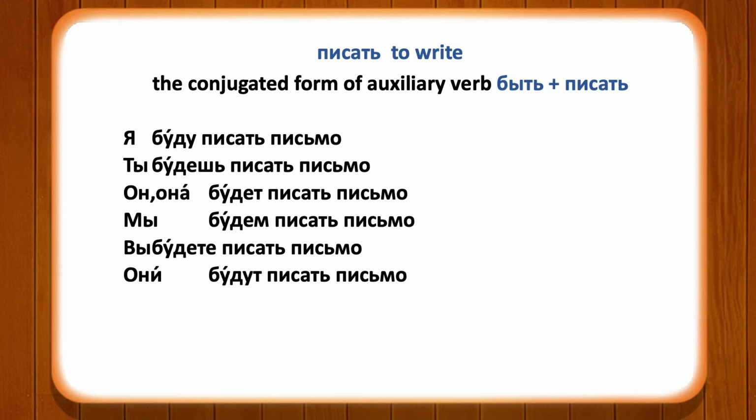So the compound future tense form of the verb писать would be я буду писать. Ты будешь писать. Он будет писать. Она будет писать. Мы будем писать. Вы будете писать. Они будут писать.